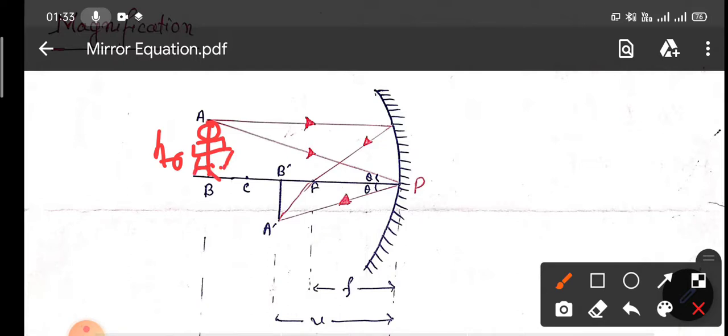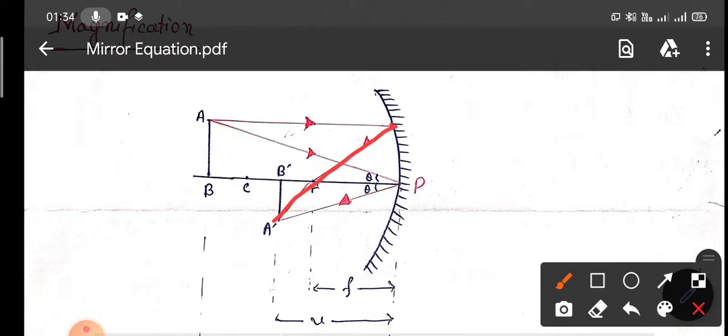Suppose the first ray, which is emerging from the point A, is parallel to your principal axis. This is your principal axis. So this incident ray is also parallel to your principal axis. You know that whenever the incident ray is parallel to the principal axis, after reflection it passes through the focus point. So after reflection at this point, it will pass through the focus point F.